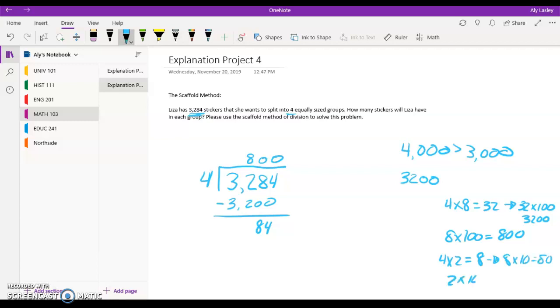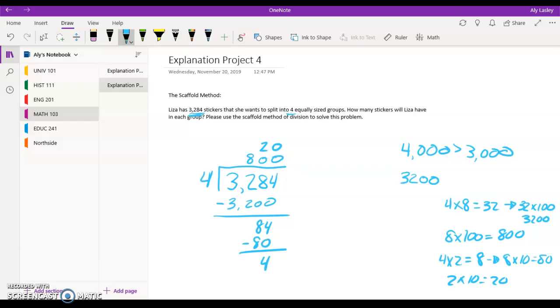So 2 times 10 is going to give us 20. So there's going to be 20 4s in 80. So we're going to put our 20 up here to show that it is in our 10 spot. And then we are going to subtract 80, and that leaves us with 4.